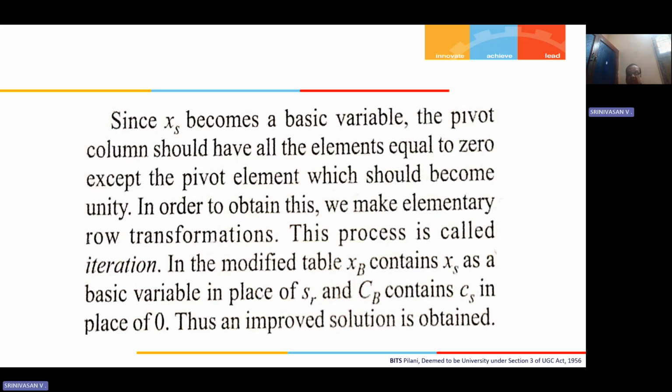In the modified table, XB contains Xs as a basic variable in place of Sr, and CB contains Cs in place of 0. So what will happen naturally? When Xs is coming into the basic variable column, its corresponding coefficient will be there, not 0, because Sr has already left. So CB contains Cs in place of 0. Thus an improved solution is obtained.